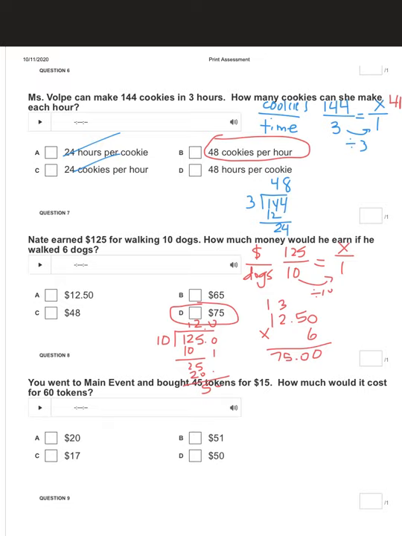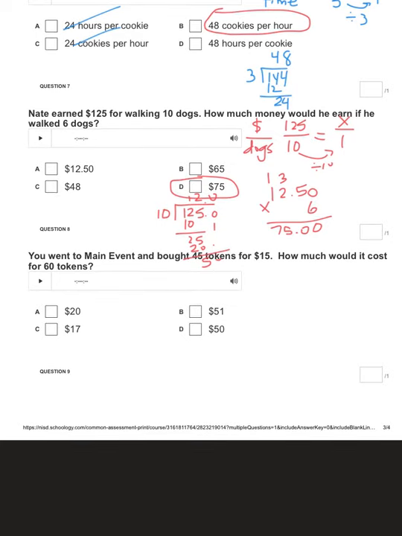Next one. You went to Main Event and bought 45 tokens. Let's erase that. Okay. So then, how much would it cost for 60 tokens? Well, money over whatever else. So this time it's tokens. So that would be 15 over 45. This time, we want to know how much it costs for 1 token. So we're going to have to divide both of them by 45. So 15 divided by 45.